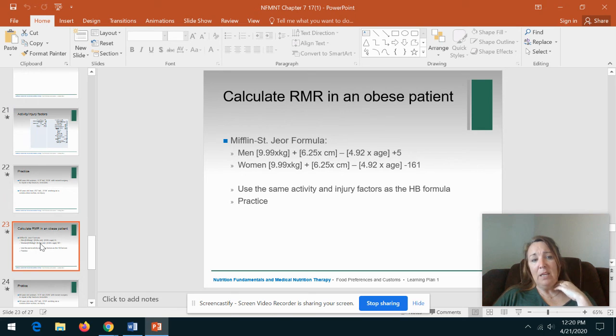Now I'm going to skip ahead here a few slides and I'll go back there. But if we have a patient who is overweight or obese, this says obese, but I want you to use the Mifflin St. Jeor formula if they're overweight or obese. So our Harris-Benedict formula is just for patients who are of normal BMI. With the Mifflin St. Jeor, after you have figured out their BMI and you figured that they're either overweight or obese, then you're going to plug their information into this formula. So we still are using weight in kilograms, height in centimeters.